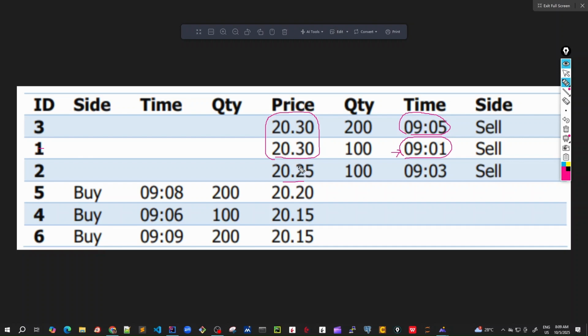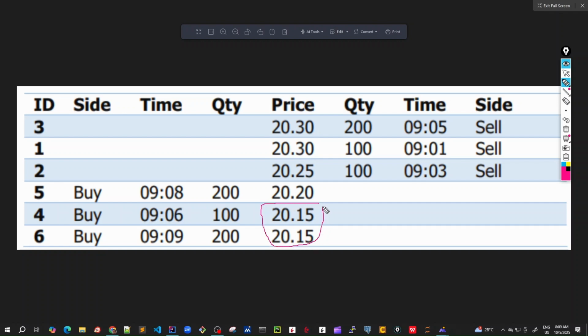Similarly, the price is less. Of course, we know that for the sell orders, the lower the price, the higher the priority. So this is giving the highest priority. But for the same price, because of the different timings, we are having two different levels for the same price, order ID 1 and 3. If I again go to the buy orders, we can see the same thing.